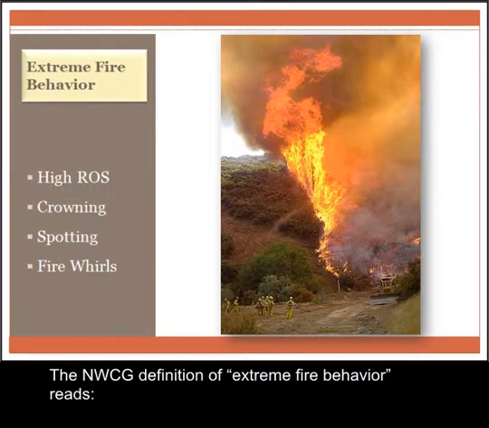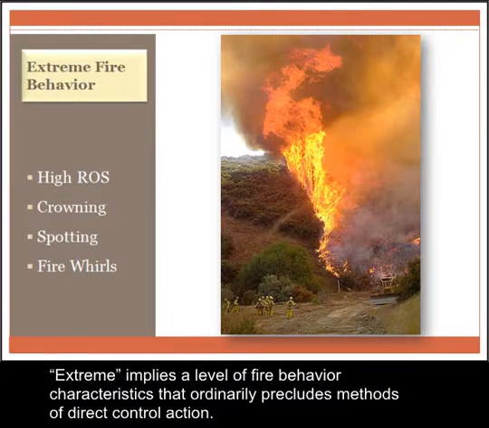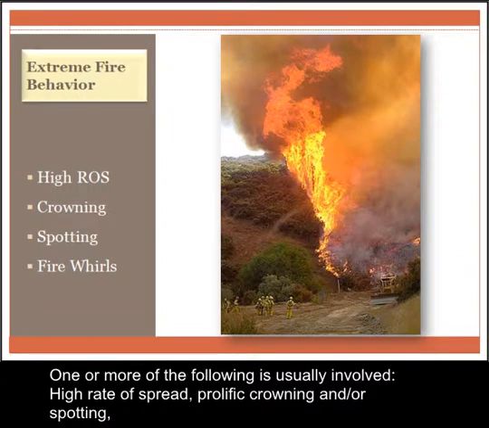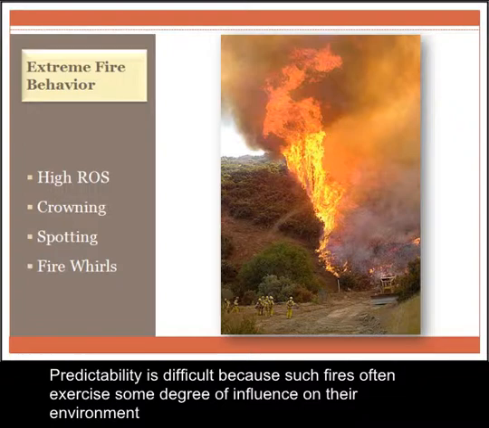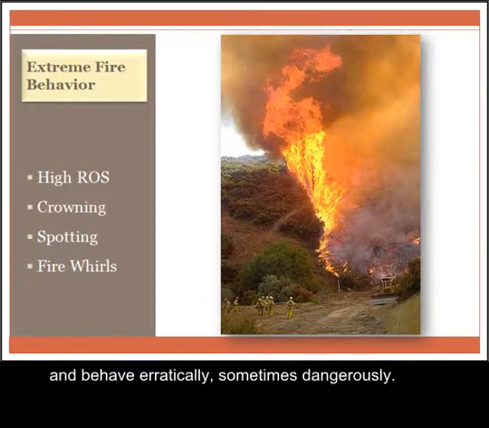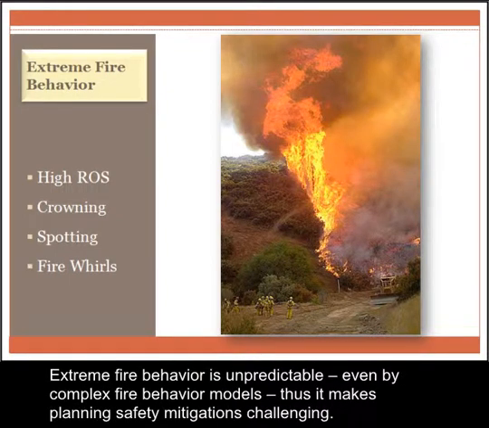The NWCG definition of extreme fire behavior reads, "Extreme implies a level of fire behavior characteristics that ordinarily precludes methods of direct control action. One or more of the following is usually involved: high rate of spread, prolific crowning and/or spotting, presence of fire whirls, strong convective column. Predictability is difficult because such fires often exercise some degree of influence on their environment and behave erratically, sometimes dangerously. Extreme fire behavior is unpredictable, even by complex fire behavior models." Thus, it makes planning safety mitigations challenging.